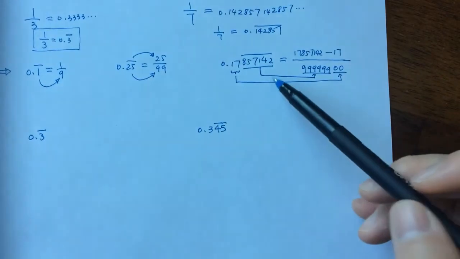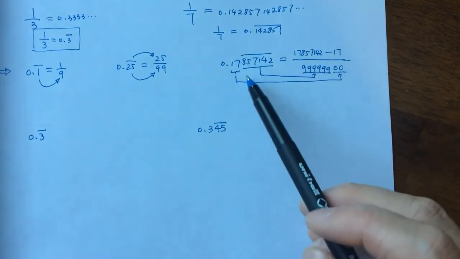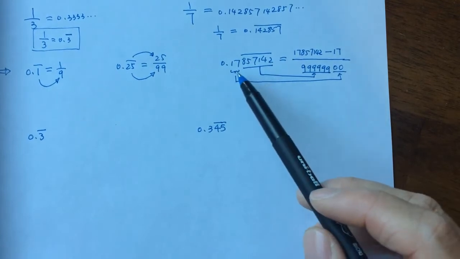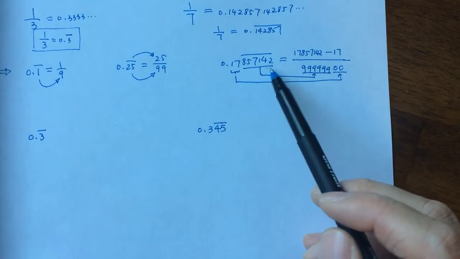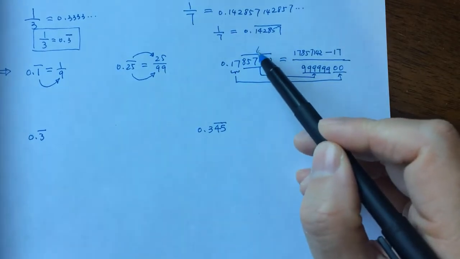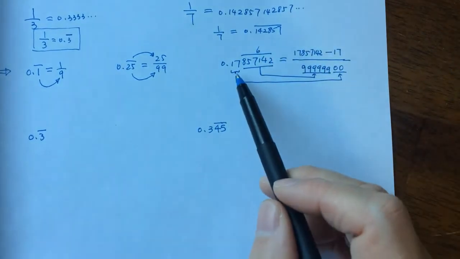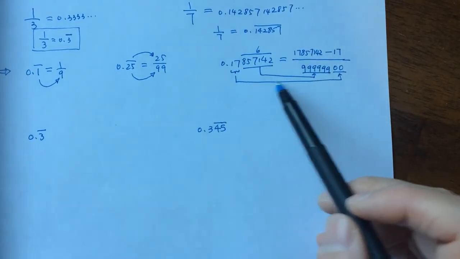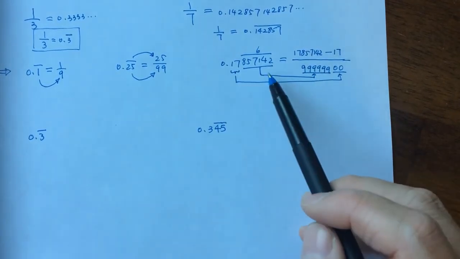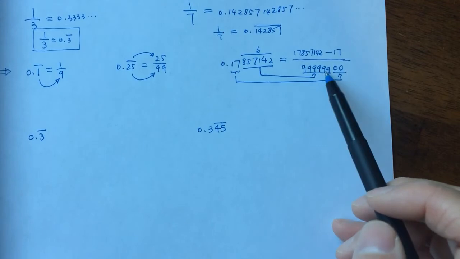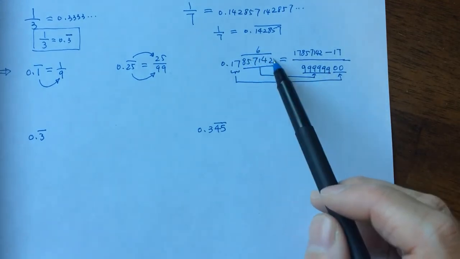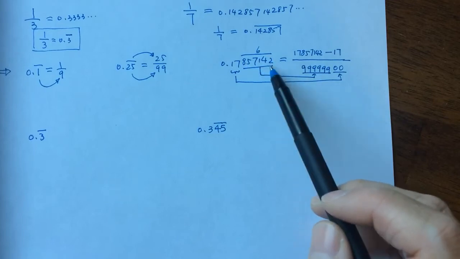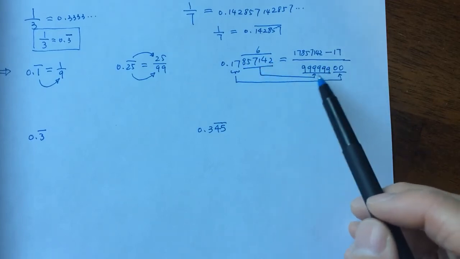Sometimes the question might be a little bit complicated. If you look at this example, it's 0.17 followed by 85, 71, 42. So the repeating block is 6. It's right here, there are 6 digits. But the 17 is not repeating. So to change that to fractions, what you need to do is add as many 9s as the number of repeating digits. Here the repeating block is 6, so you add 6 9s.